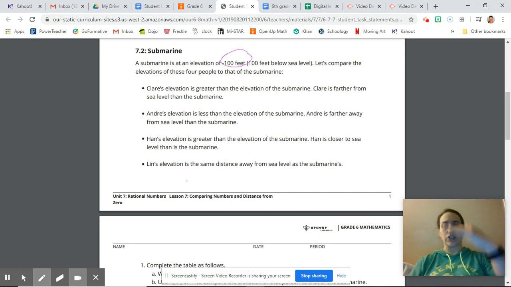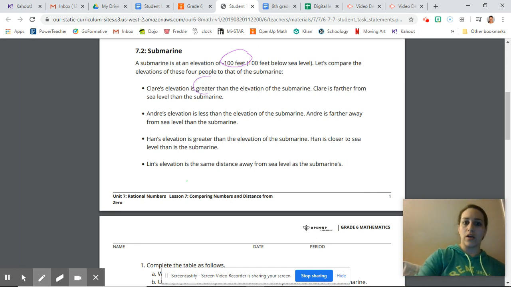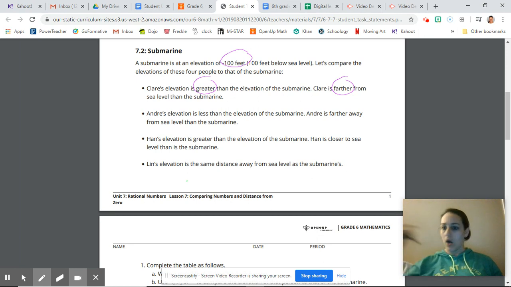She's no lower, she's no deeper. Claire is farther from sea level than the submarine. Okay, greater, but also farther. So she can't be deeper, so she's not negative 101, 102. She's got to be somewhere above that, but she's further away from 0.